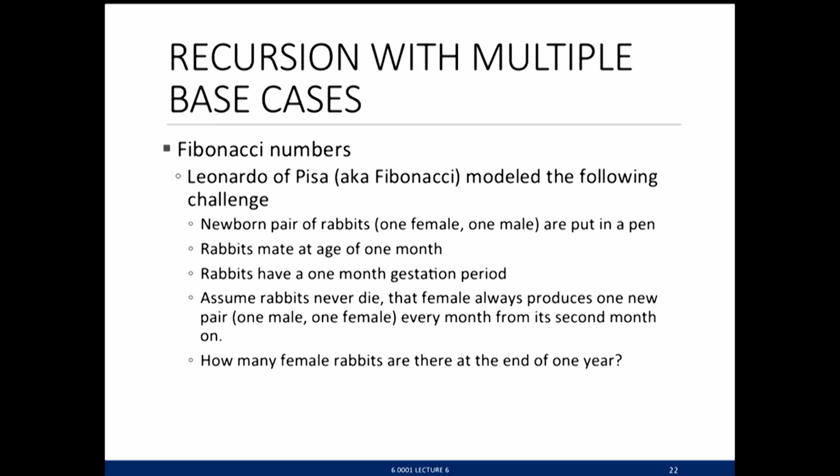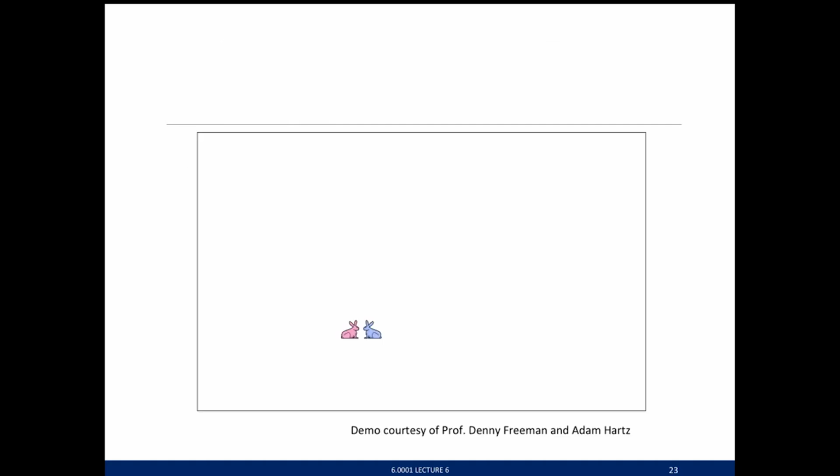They mate at age 1 month, so they take a month to mature. After a 1 month gestation period, they produce another pair of rabbits, a male and a female. And he says, I'm going to assume that the rabbits never die. So each month, mature females are going to produce another pair. And his question was, how many female rabbits are there at the end of a year, or 2 years, or 3 years? So, idea is I start off with 2 immature rabbits.